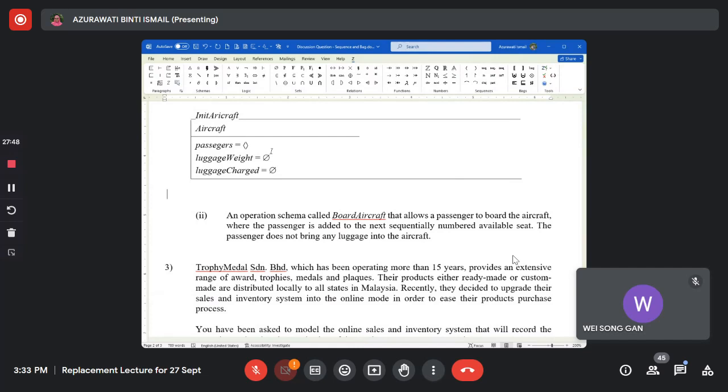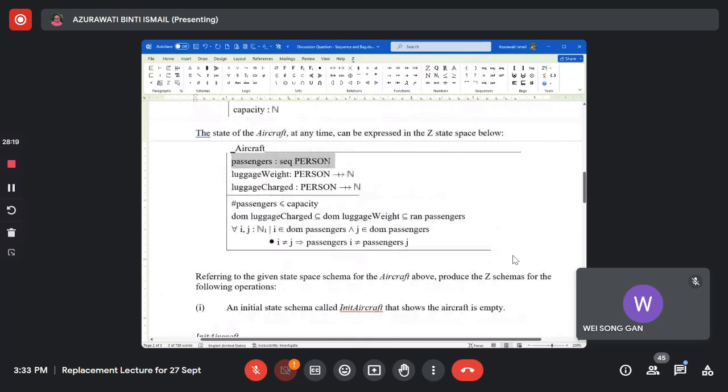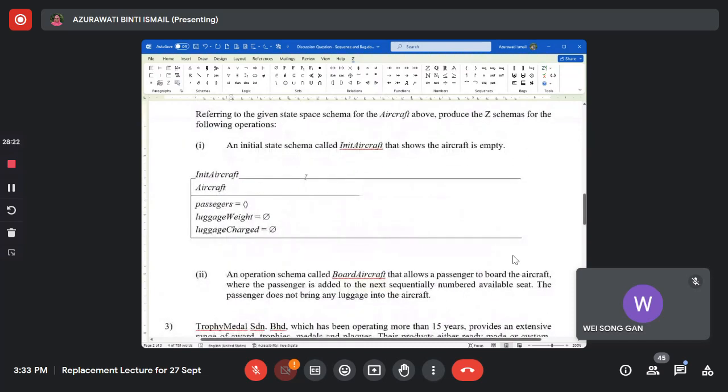So that's why here we have a sequence of passengers only. So that's why in this question we don't have the domain data for queue here. In this case, we just use the passenger sequence of passengers only. So it is different from our exercise in our tutorial.